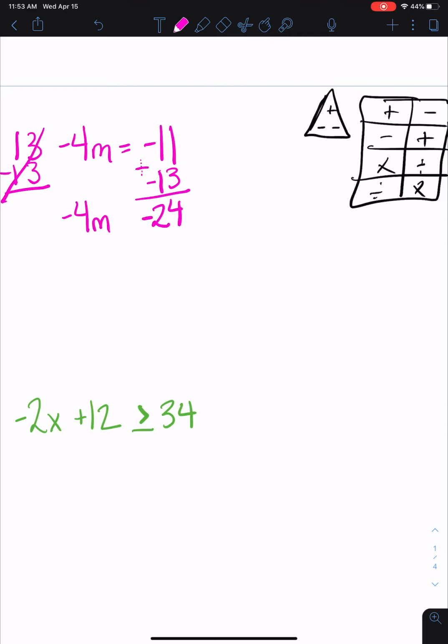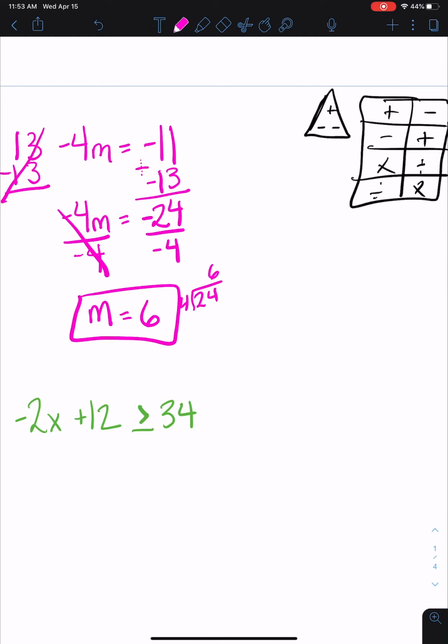Over here, I still have negative 4m. Inverse of multiply is divide. Negative 24 divided by negative 4 is 6. A negative and a negative is a positive 6. So I get m equals 6.